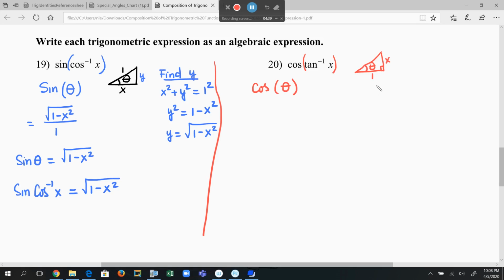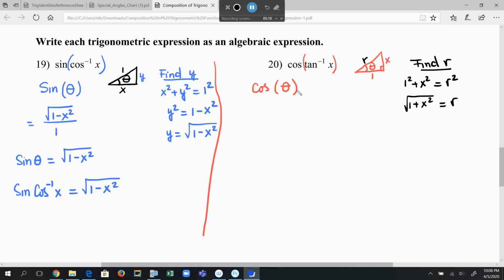Now the next step, we are going to find the hypotenuse. I'm going to go ahead and call it r. So we find the hypotenuse, or find r. Again, we use the Pythagorean theorem: 1 squared plus x squared equals r squared. Then we'll take the square root of both sides. So the square root of 1 plus x squared will be r. Therefore, now we go back here.